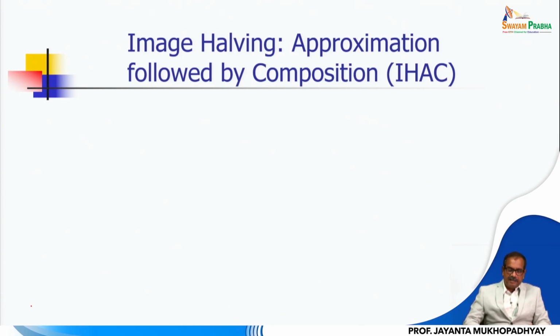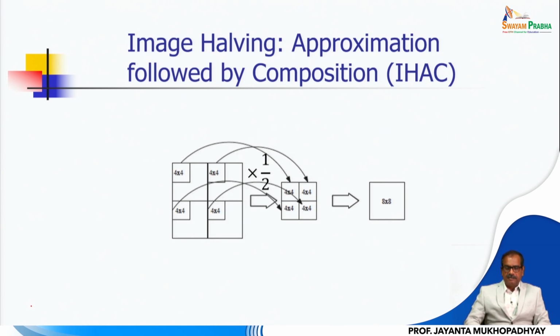One is approximation followed by composition. Diagrammatically I am showing it. Say you consider 4 blocks of size 8 cross 8. These are 4 adjacent 8 cross 8 blocks, and my output is a single 8 cross 8 block. In this way I am performing image halving.